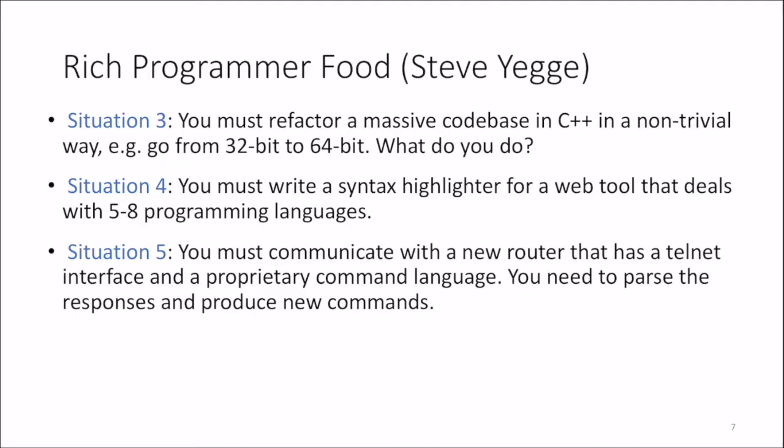Situation 5 seems like a low-level sort of systems-y thing. You need to communicate with a new router that has a telnet interface and a proprietary command language. It's not uncommon. And different companies will have completely different such command languages. So you need to understand these responses, parse them, and produce new commands to interact with this router. So again, this doesn't feel like writing a compiler, but all of the tools that we will study in this compiler course will enable you to write such a tool using fairly general principles so that you know it's correct and it's not a hack.